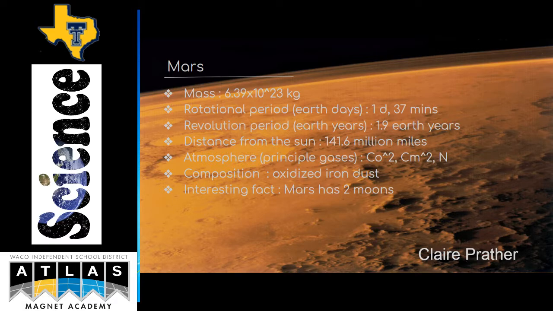The atmosphere, or principal gases, are CO2, carbon monoxide, and nitrogen. The composition is oxidized iron dust, making Mars look rusty. An interesting fact is that Mars has 2 moons.